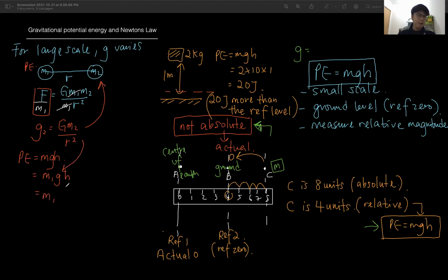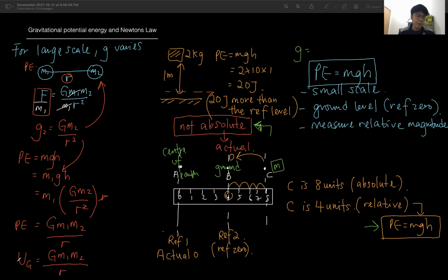So I get m1 G m2 over r squared. And I have h. H is just r, the height. How high is it placed, measured from the center. So r. This one goes in, this one cancels. So we get G m1 m2 over r. That is my PE, and we don't write PE here. Usually you'll see they write U_G. The gravitational potential energy is equal to G m1 m2 over r.